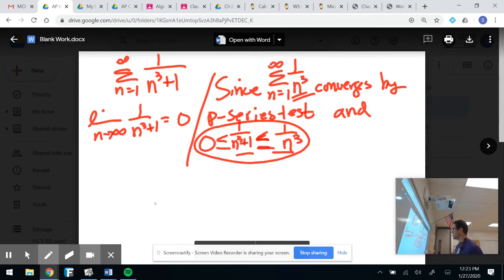I use the direct comparison test. Now let's check if it works out. Believe it or not, if your denominator is always bigger than this guy, then that means this number here will always be smaller. So checkmate, that works out.